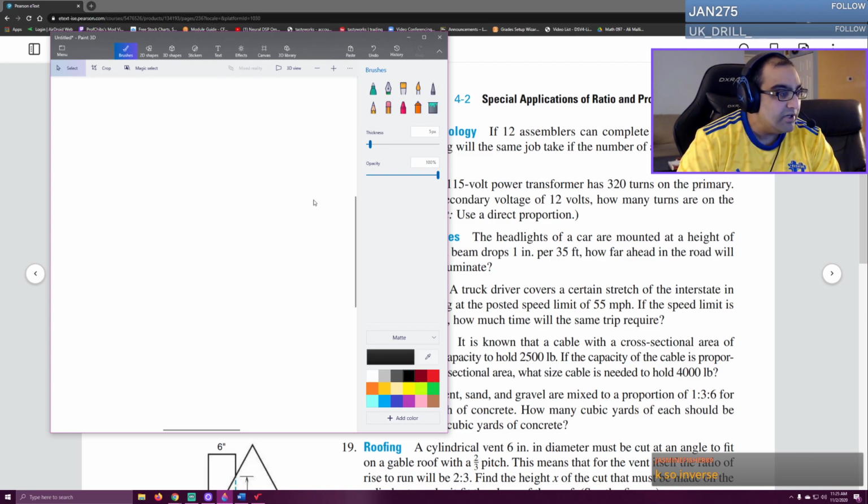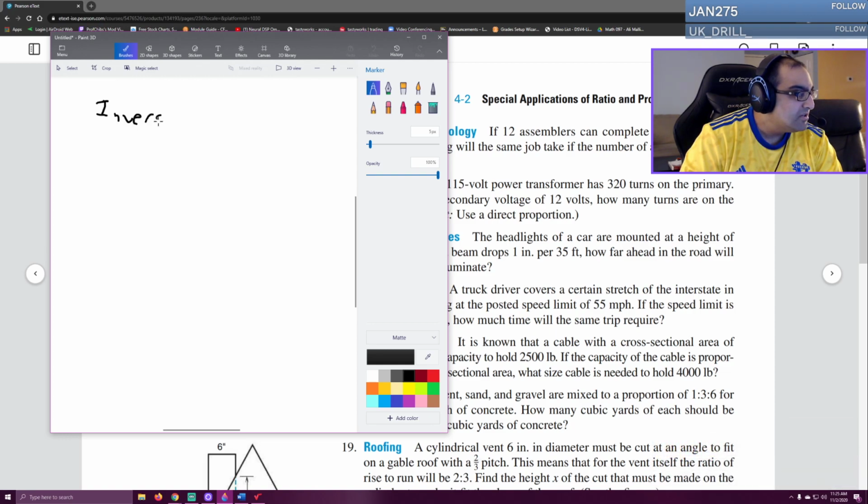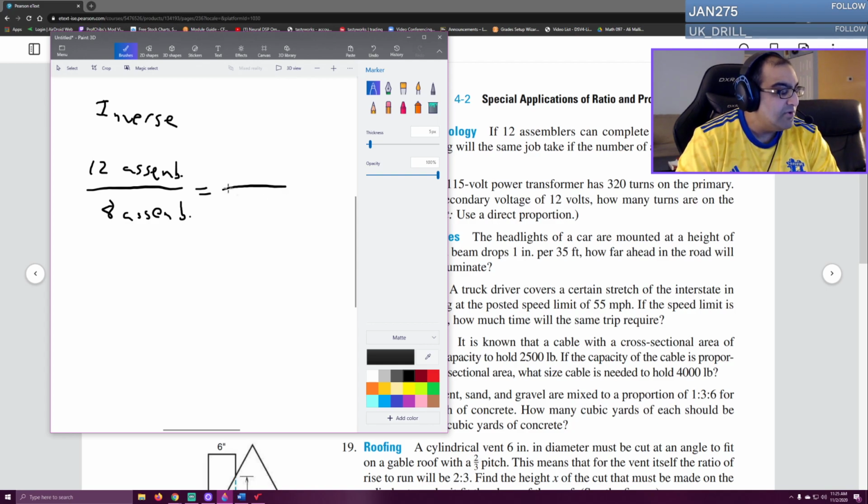Okay, so 12 assemblers. So let's go ahead and do an inverse. Okay. So what we're going to have here is, again, 12 assemblers, and then we'll put that over 8 assemblers. We'll have that on one side. Again, we know this is an inverse relationship.